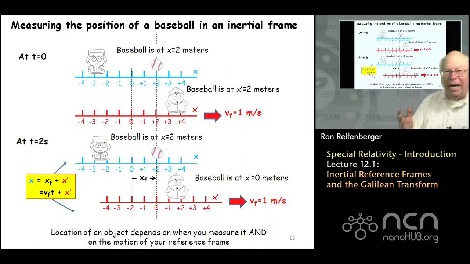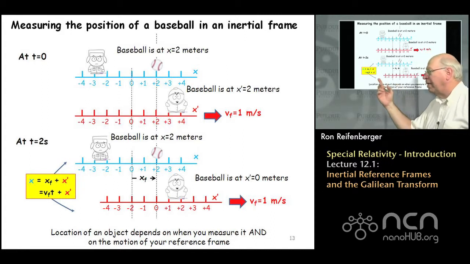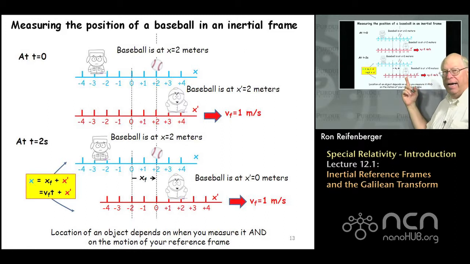But if you just wait a few seconds longer, you wait 2 seconds, the red reference frame keeps moving at 1 meter per second, and you now ask the two guys to make a measurement, right? The guy in the stationary reference frame is going to say the baseball's still at plus 2 meters, but the guy in the red reference frame that's moving at a velocity of 1 meter per second, he's going to say, oh no, wait a minute, the ball isn't at 2 meters, it's actually at 0 meters according to my ruler.